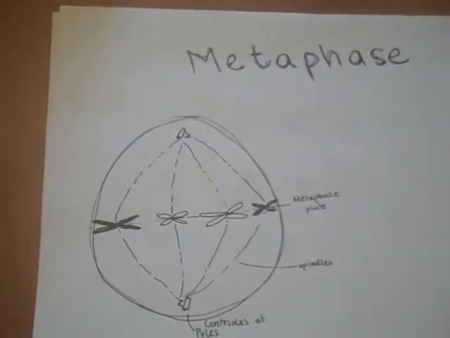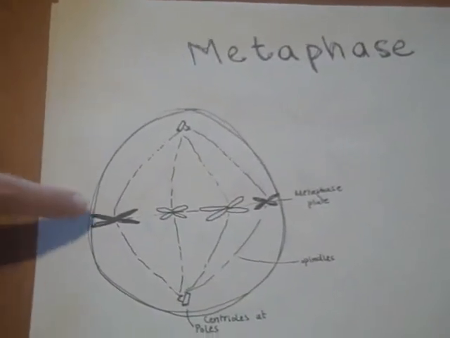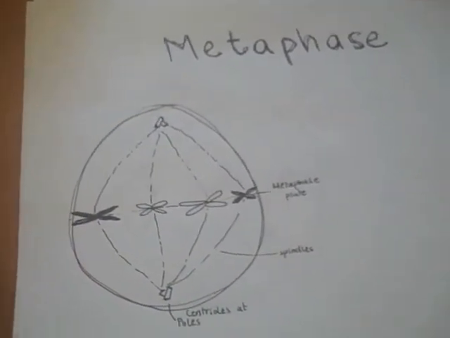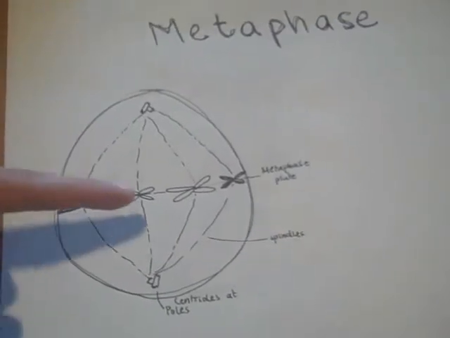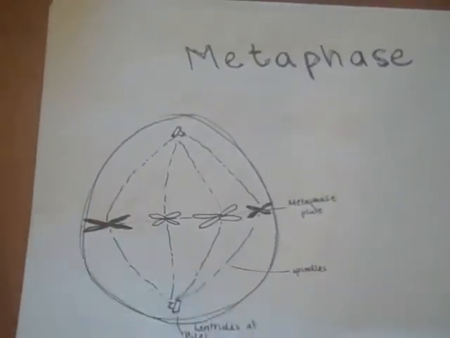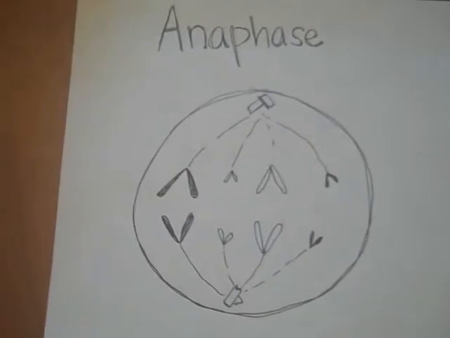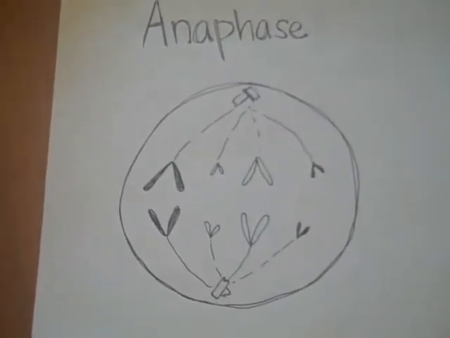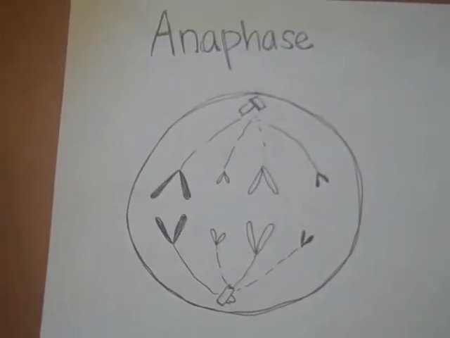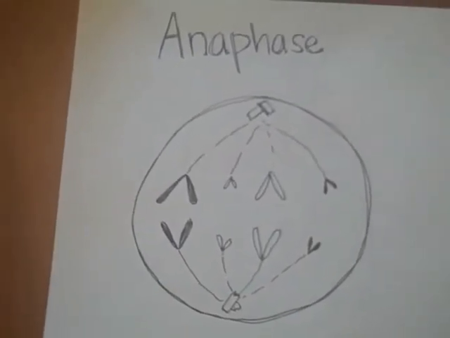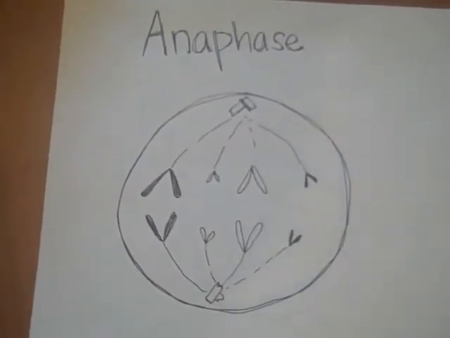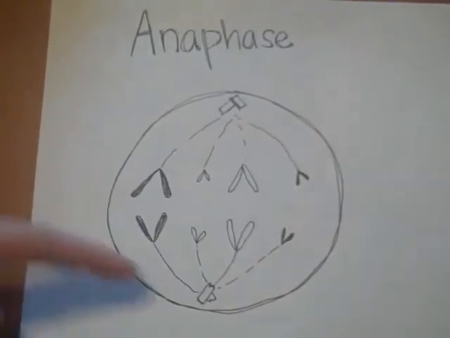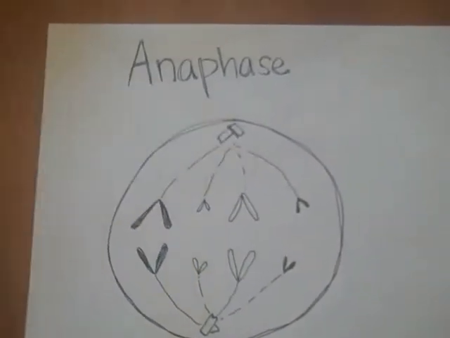In metaphase, tension applied by the spindle fibers aligns all the chromosomes in one plane at the center of the cell, called the metaphase plate. In anaphase, spindle fibers shorten, the kinetochores separate, and the chromatids, or the daughter chromosomes, are pulled apart and begin moving to the cell poles. Here's one cell pole, and here's the other.